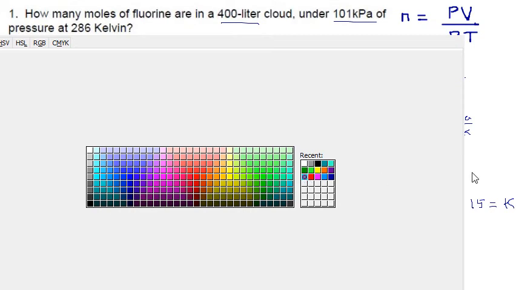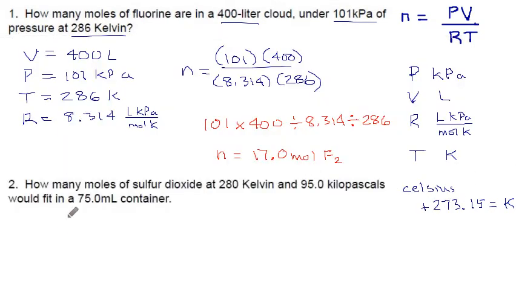All right, how will they try to mess with us in number 2? Temperature, 280 Kelvin. Kelvin is the right unit, so no need to tweak that. Pressure, 95 kilopascals. Volume, we want liters and they only gave us milliliters. So when you get this, you have to either shift the decimal 3 steps to the left or divide it by 1,000, because it takes 1,000 milliliters to make a liter. The actual volume is not 75, it's 0.075 liters.